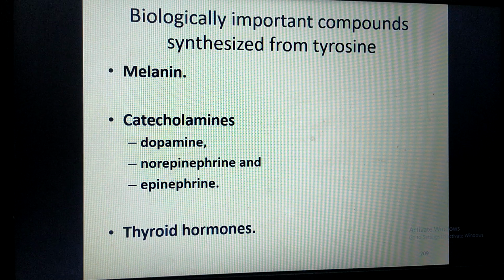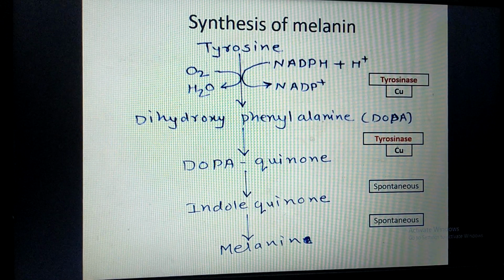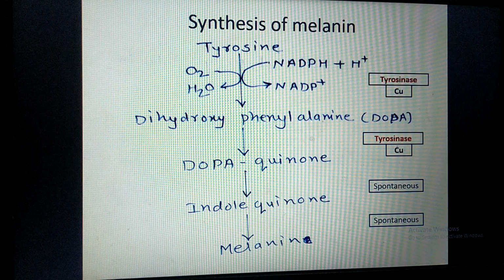3 important compounds I have told you: melanin, catecholamine and thyroid hormone. We will study one by one. First is synthesis of melanin. Tyrosine forms dihydroxyphenylalanine by addition of a hydroxyl group to the tyrosine with the help of the enzyme tyrosinase.